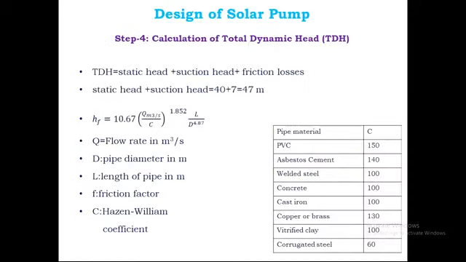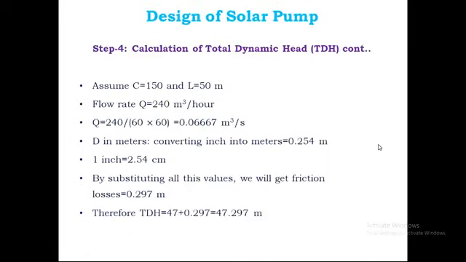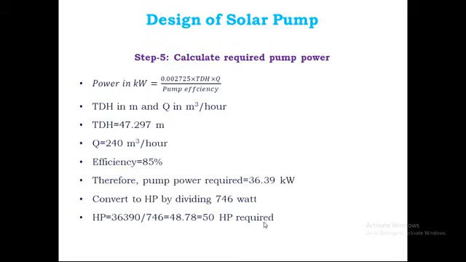That Hazen-Williams coefficient value depends on the pipe material. We have the specification like for PVC material it is 150, for asbestos cement it is 140, for welded steel it is 100. I am assuming my pipe material is PVC, so I will choose C equal to 150. Right. Now, after substituting this, you will get 0.297. Therefore, total head equal to 47.297.